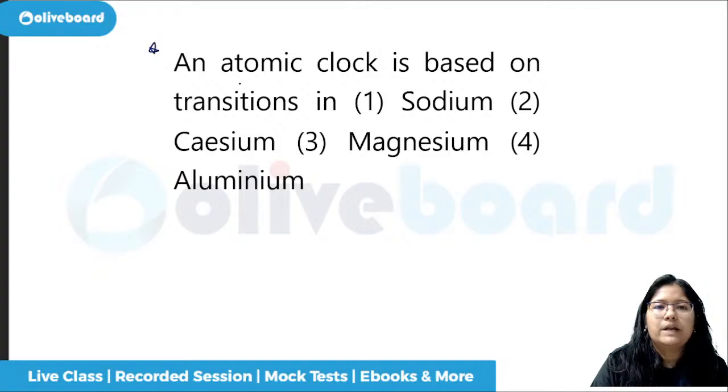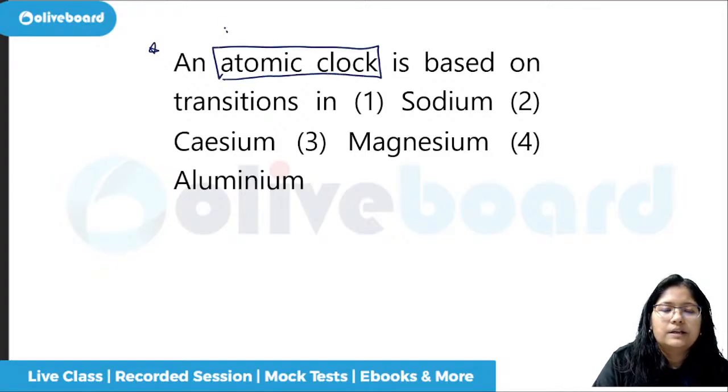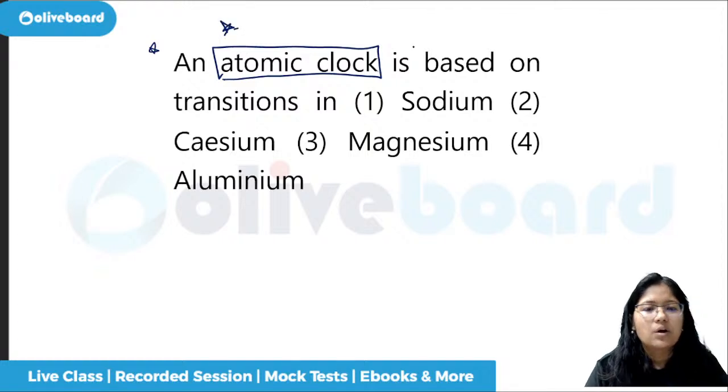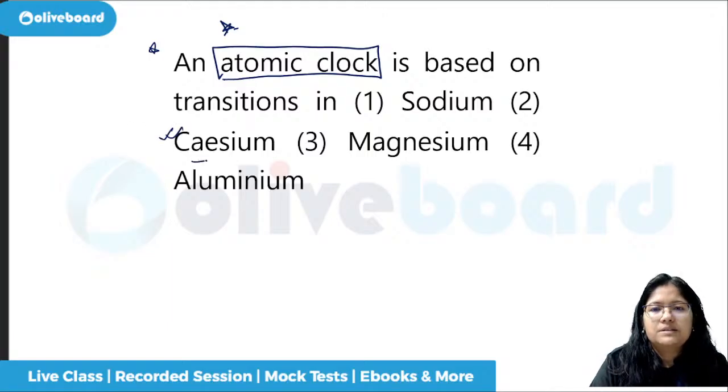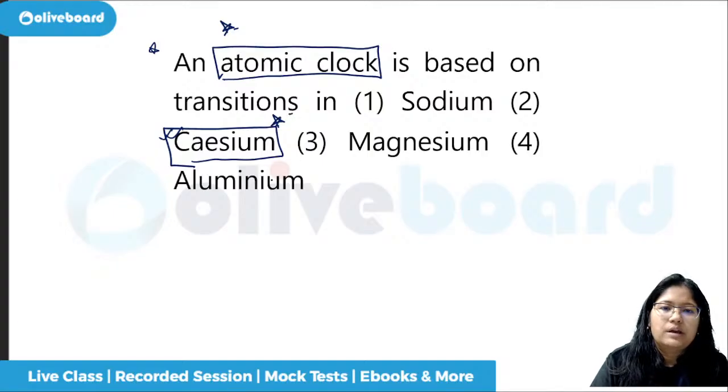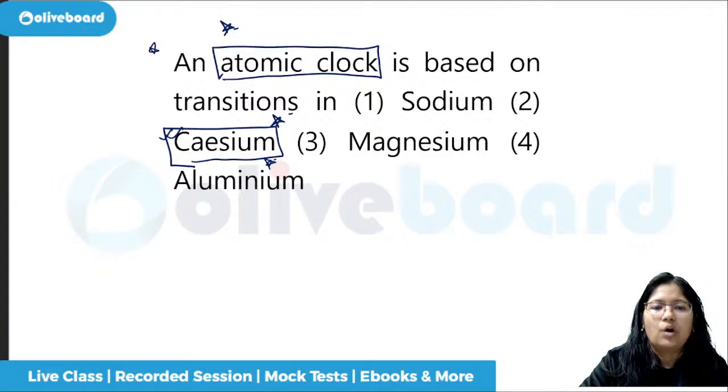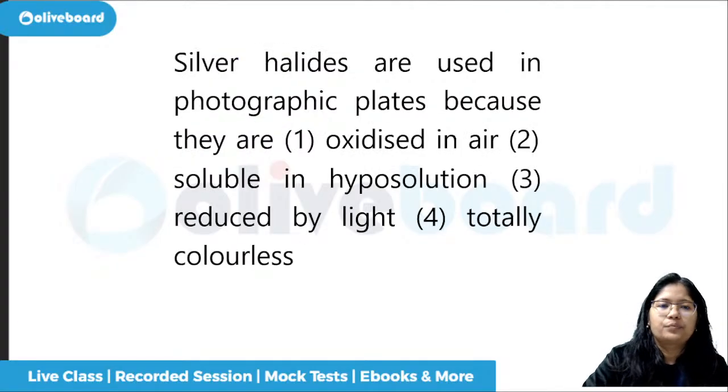Next question is about atomic clock. You must have heard about an atomic clock. If not, then the atomic clock is based on transition in, is it the sodium, caesium, magnesium, or aluminium? What is used? So caesium is used in atomic clock. So in atomic clock, what is used? Caesium is used in atomic clock. Okay, so 2 is the correct answer.